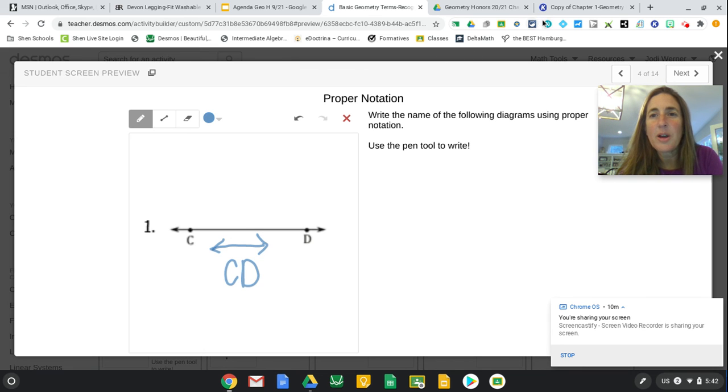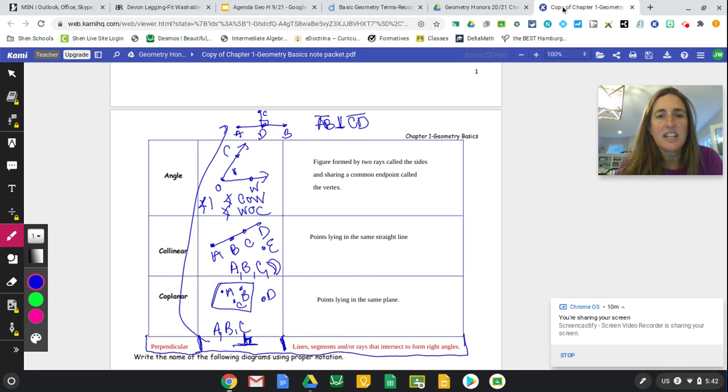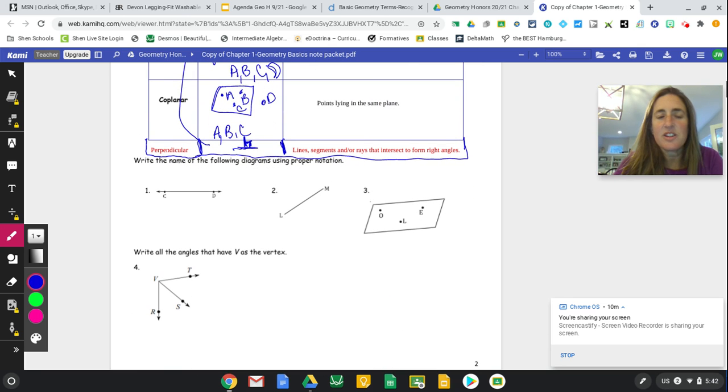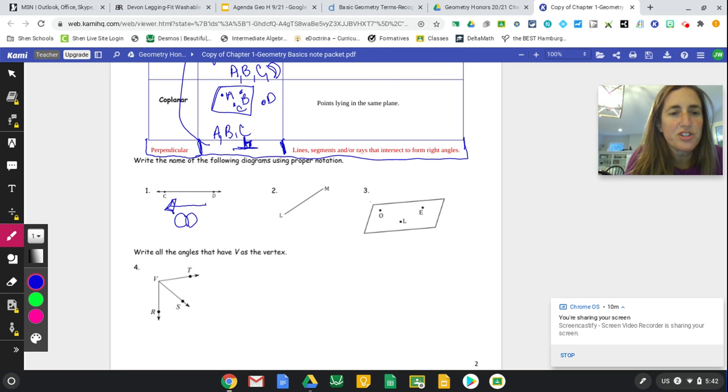And then you can also write that back on your note sheet. After you've done it on there, you can remember I did that, and it was CD, and it was a line above the top.